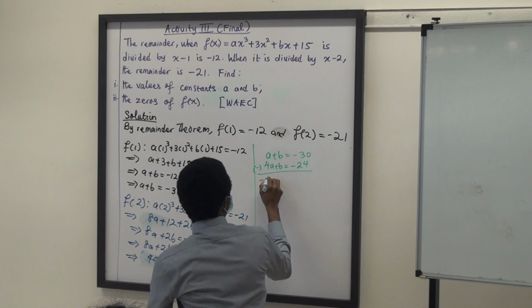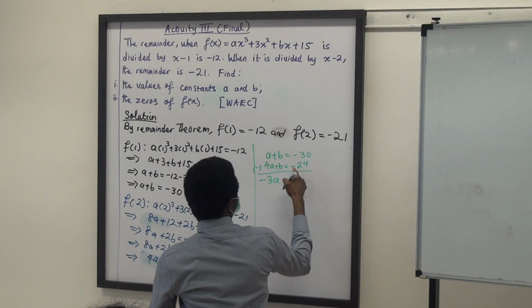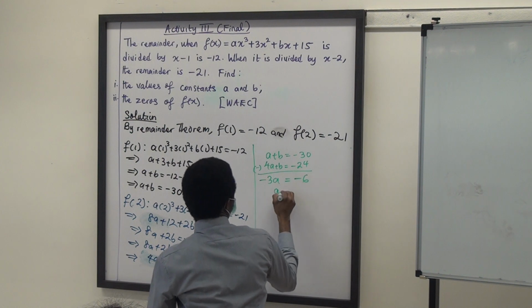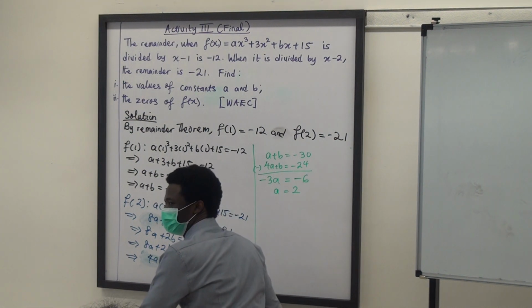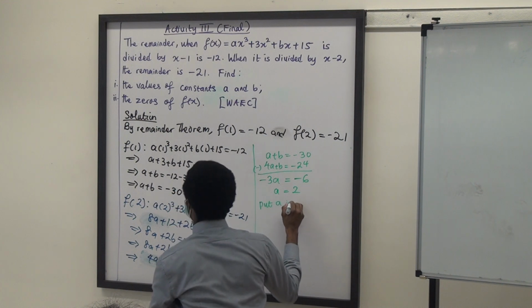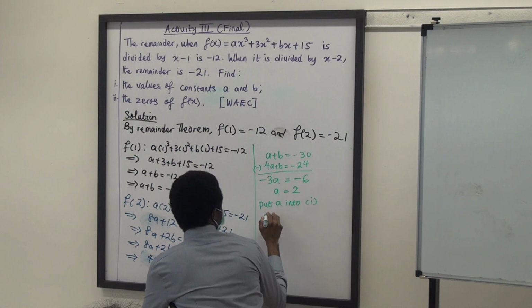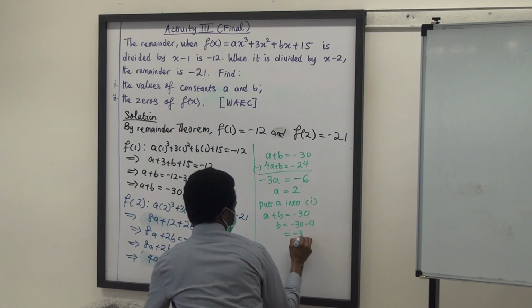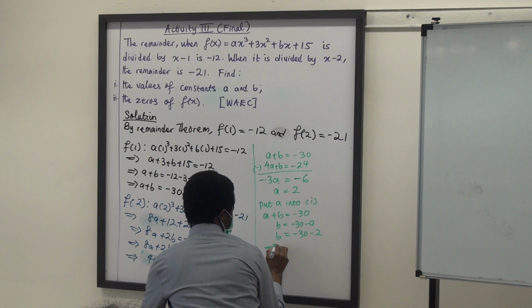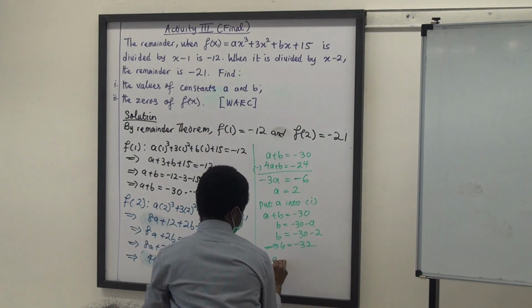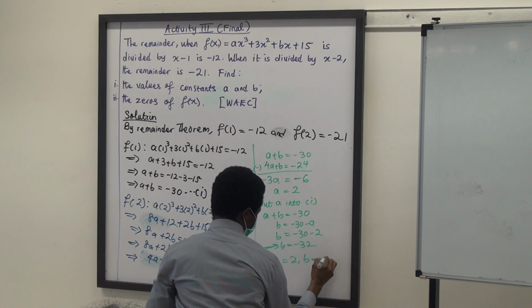So subtract negative 3A, and this will be plus now, minus minus, right? And that will be negative 6. So A becomes positive 2. Please correct me if I'm wrong. So if you put that into equation 1, which says A plus B equals negative 30, then B is negative 30 minus A, negative 30 minus 2. This implies B is equal to negative 32. So, finding the constants, we already have A equals 2, B equals negative 32.